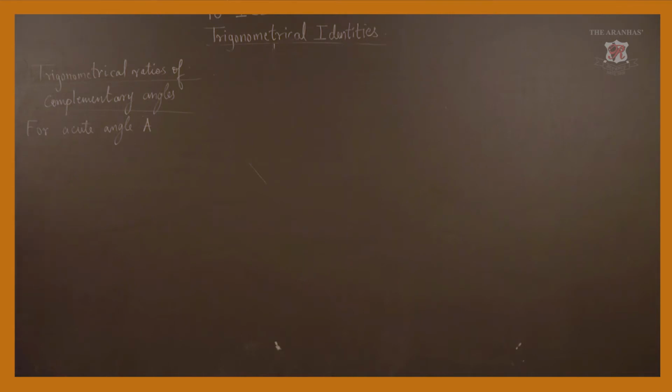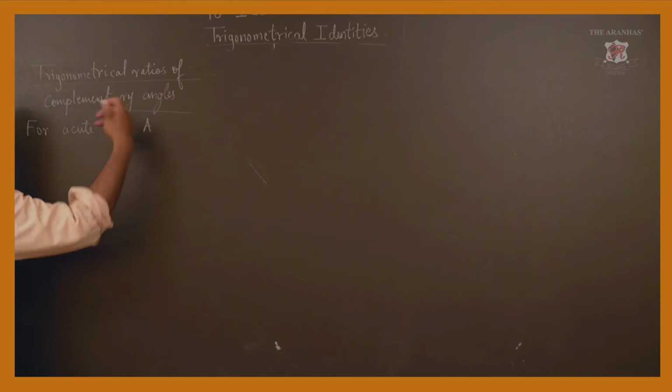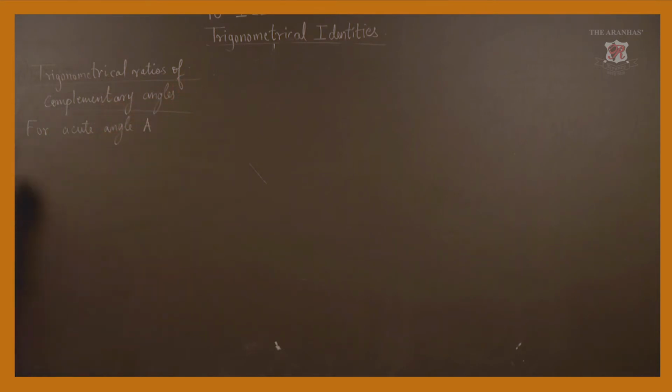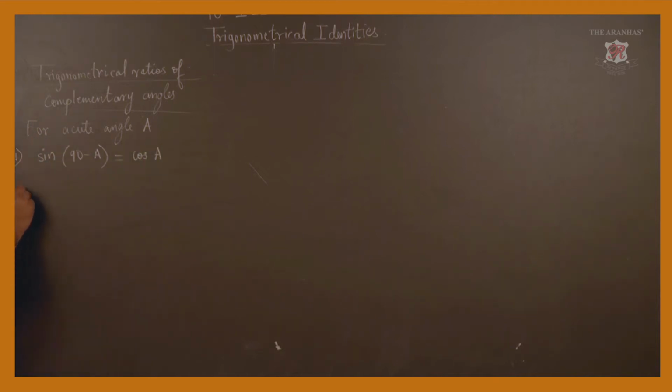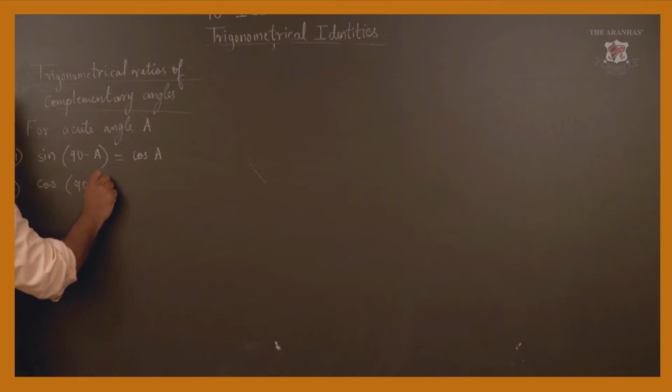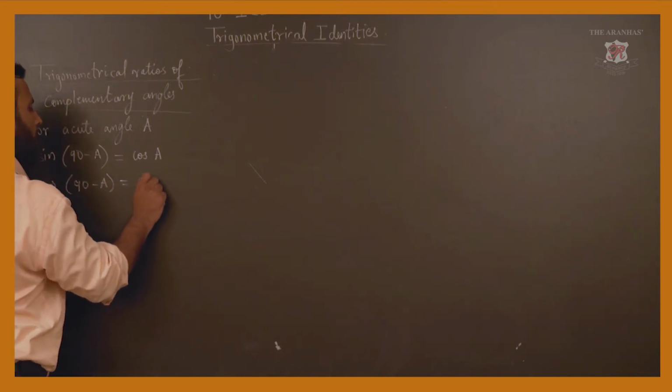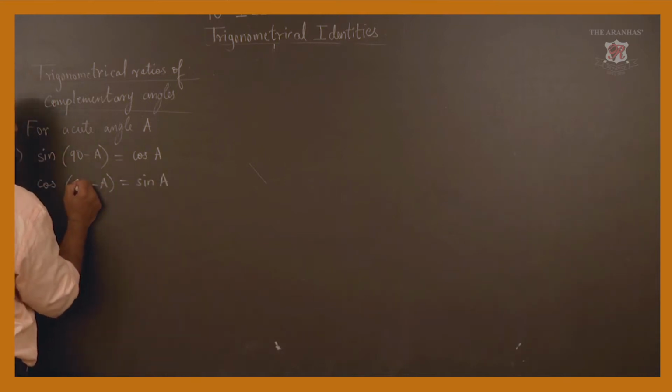You can also write that A by X, Y, Z, any alphabet. Let us see one case. They say sine 90 minus A is equal to cos A, and cos 90 minus A is equal to sin A.